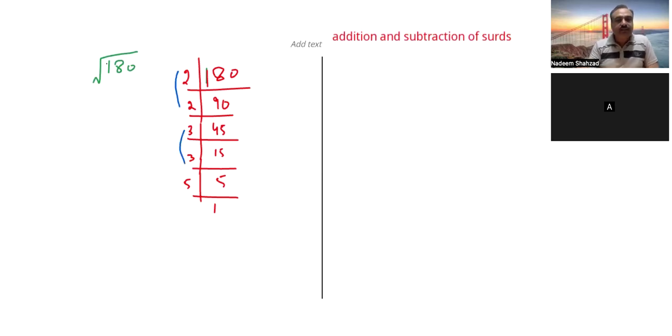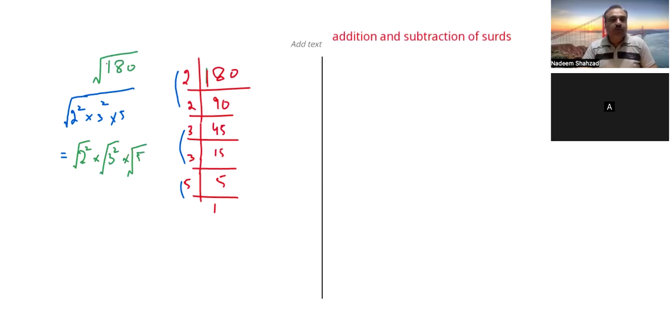So we will write it as 2 power 2 times 3 power 2 times 5 and the whole square root. Now, by using the condition of separation of roots, we will separate the root on all the terms. So we will get square root of 2 squared, then square root of 3 squared, then square root 5.